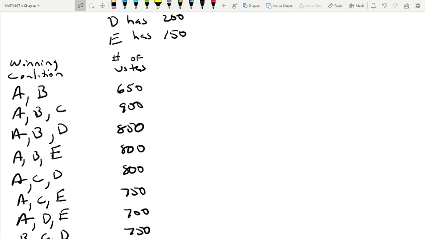So now what we want to know in regards to this is what are the critical voters? So basically, if you think in terms of my first coalition, A and B coming together, the critical voter would be, if one of them decided not to vote, would that coalition then lose? And in this case, if either A or B changed their mind, there would not be that number needed to win. Okay? So in this one, it would be A and B.